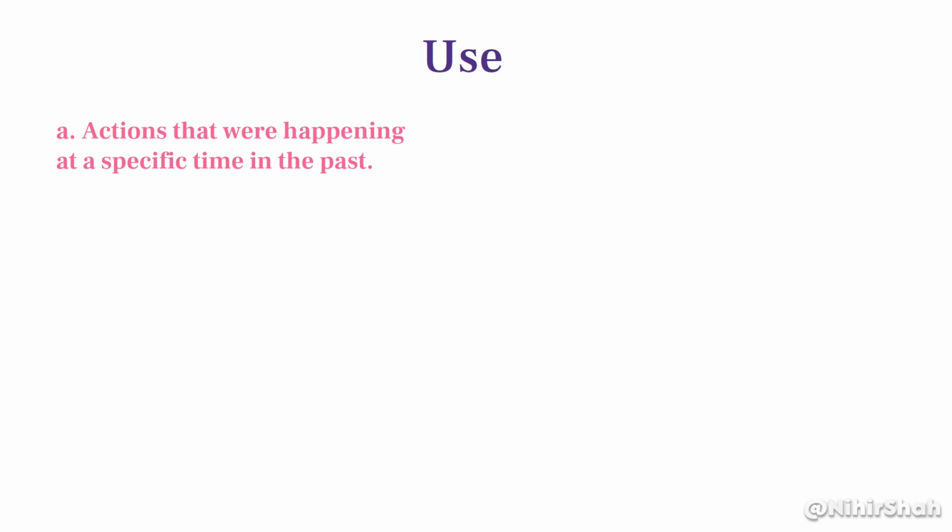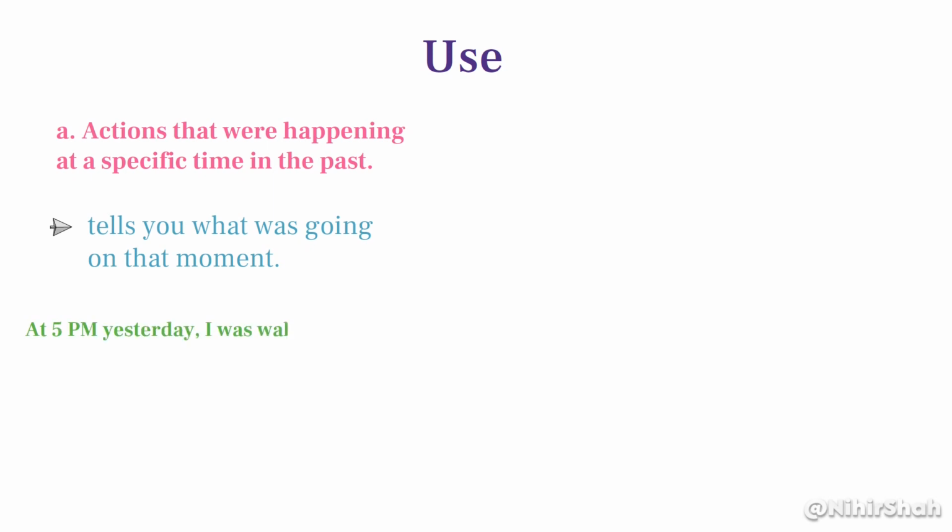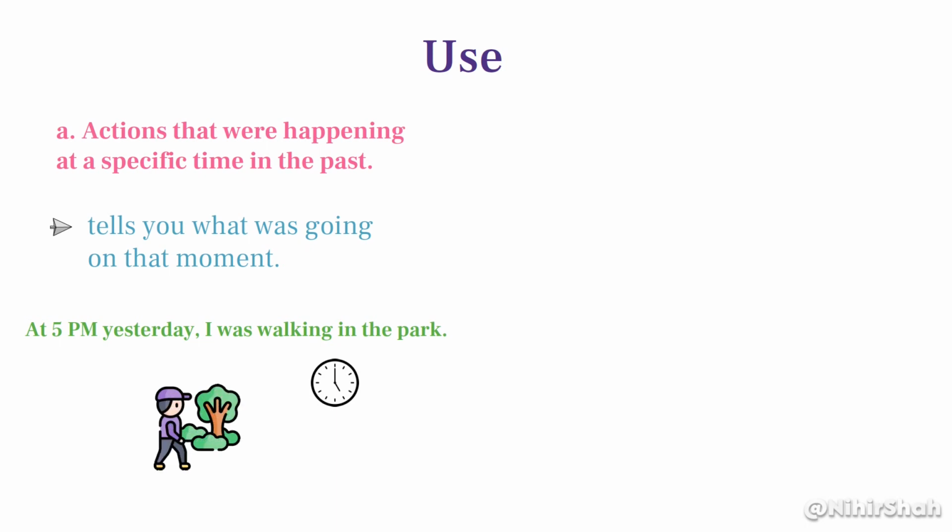When do we use it? The past continuous tense is used to describe number 1, actions that were happening at a specific time in the past. Imagine a snapshot in the time. The past continuous tense tells you what was going on that moment. Example, at 5 pm yesterday, I was walking in the park. Here, walking describes the ongoing action at the specific time of 5 pm.